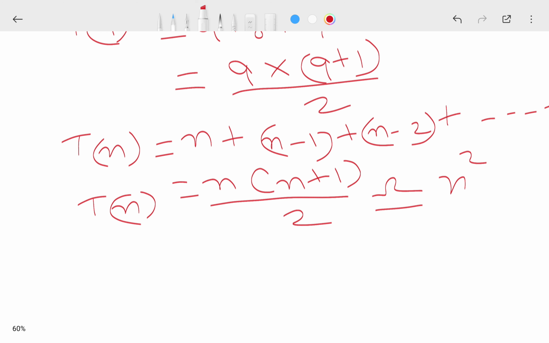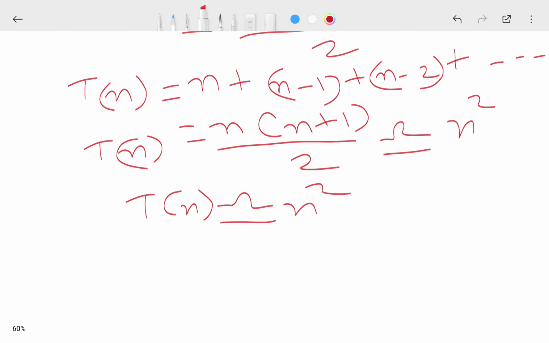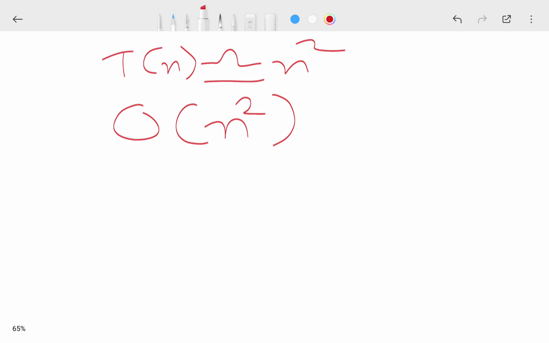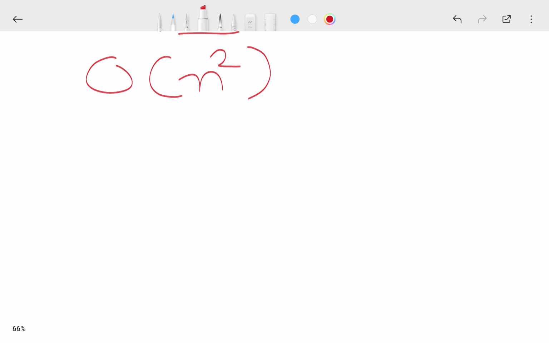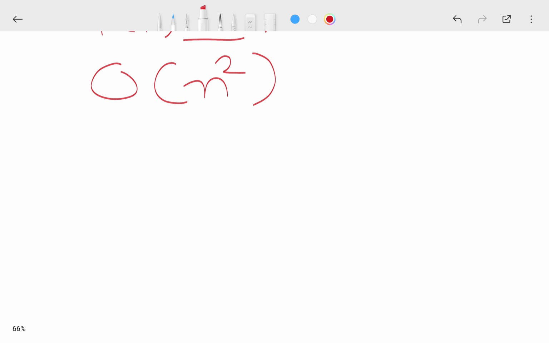So in big O notation, the t of n is closer to n square. That means the upper bound here is n squared. So we can represent this as big O of n square. So this is the substitution method. Suppose you want to solve this by using the tree approach.